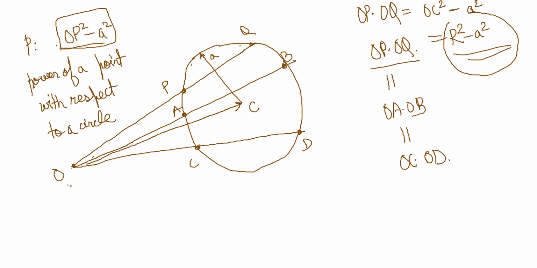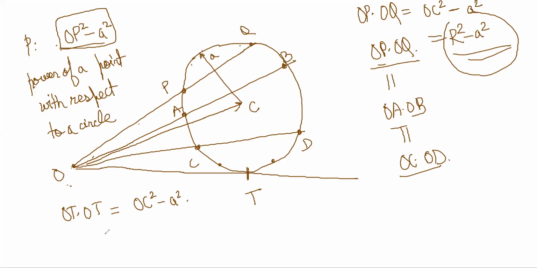And one more nice thing which comes from here is that if you draw a line like this which cuts it only once, that means it is tangent. So C and D have coincided here. So you will write OT into OT instead of OC into OD or OA into OB, as A and B have merged into one point. That is still equal to OC square minus A square.